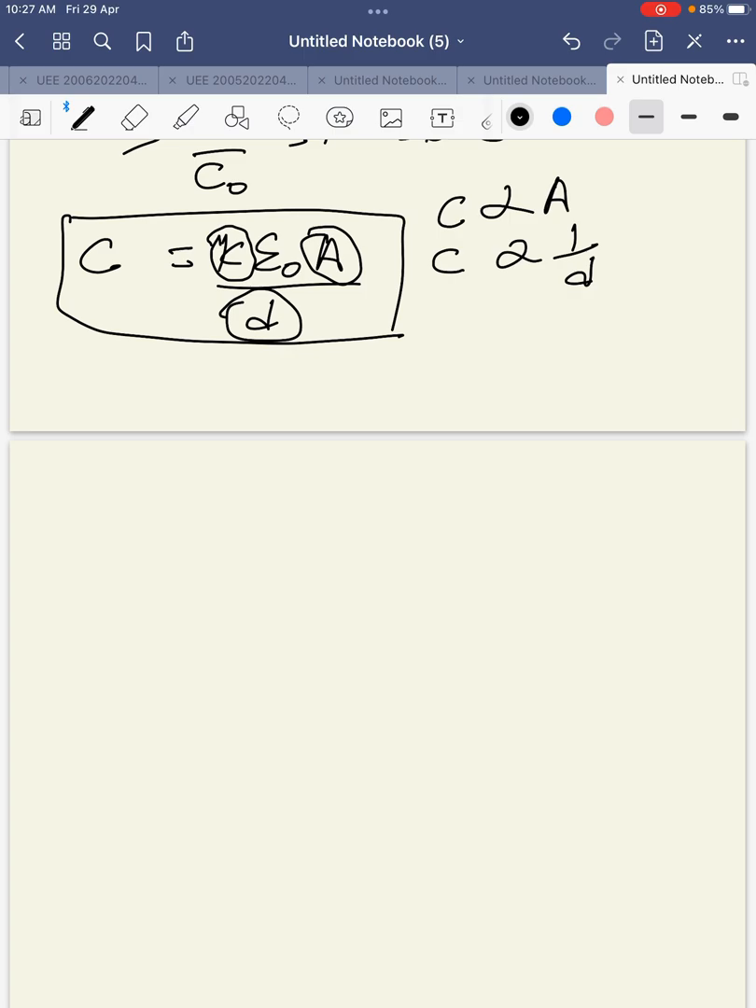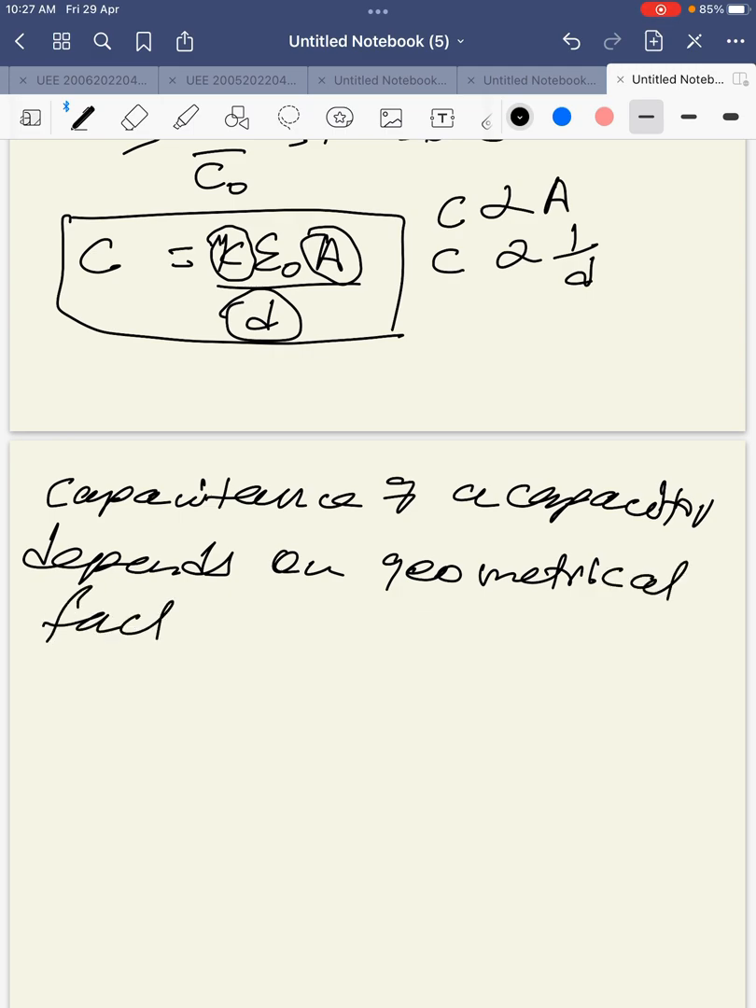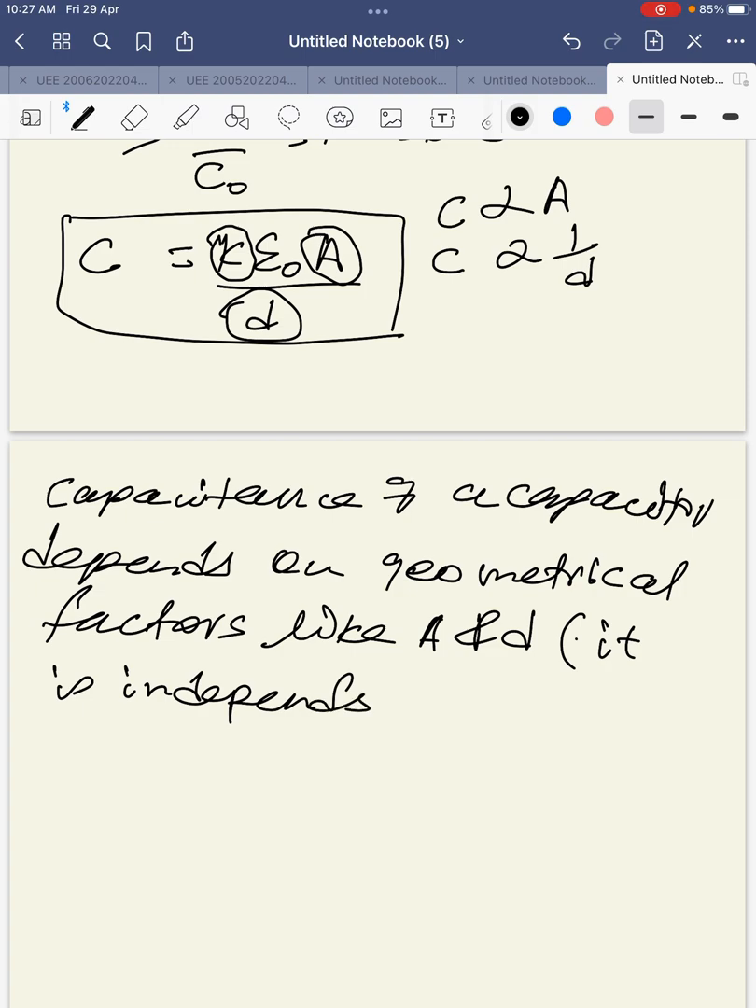Now capacitance depends on geometrical factors. Capacitance of a capacitor depends on geometrical factors like area of the plates and distance between the plates. It is independent of the charge stored and the voltage between plates.